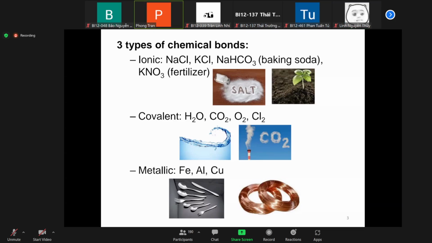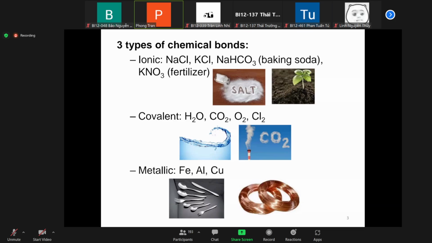The second family of bonding is the covalent bond. You can find covalent bonds in the molecules of water, CO2, oxygen, chlorine, and so on. Why I pick specifically the case of water and CO2, because we are now facing a great challenge of how to reduce the amount of CO2 in our atmosphere to keep the planet sustainable for the next generation.